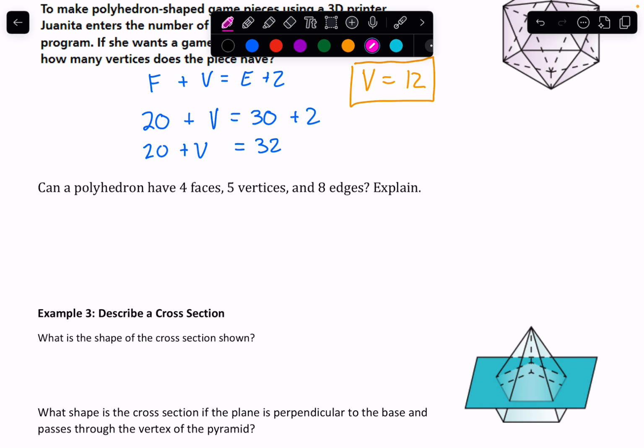So here we can plug in 4 faces, 5 vertices. We can see if that is equal to 8 edges plus 2. Well, 9 is not equal to 10, so we cannot have this polyhedron. There's not one that exists in reality. So no, it does not work in Euler's formula.